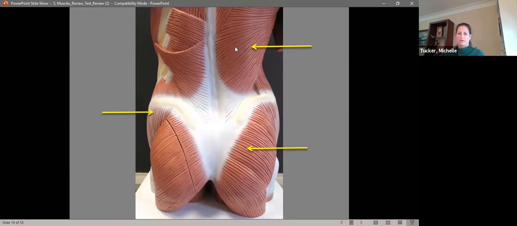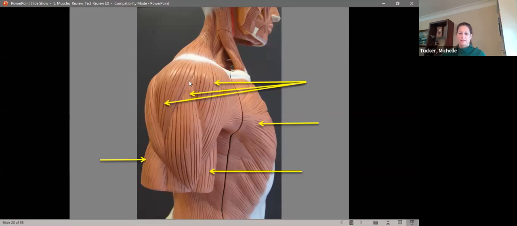One more view of latissimus dorsi, which is going to both adduct and extend the arm. This is gluteus maximus, which will extend the thigh at the hip, pull that back. And then gluteus medius. So gluteus medius is our hip abductor. It is going to pull the thigh away at the hip joint from the midline. So it's an abductor.